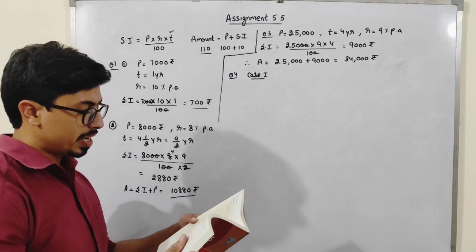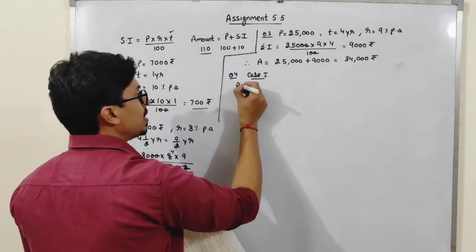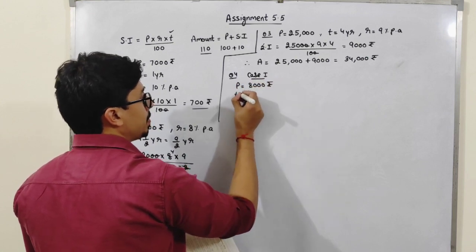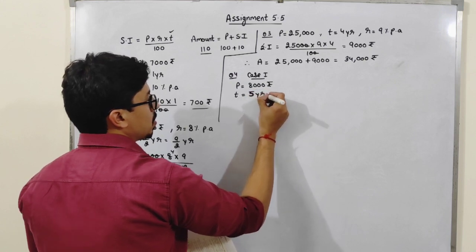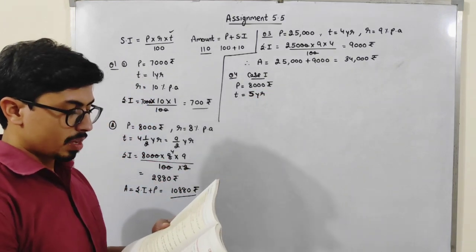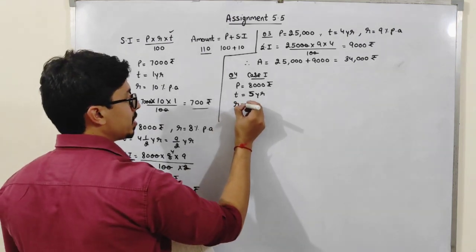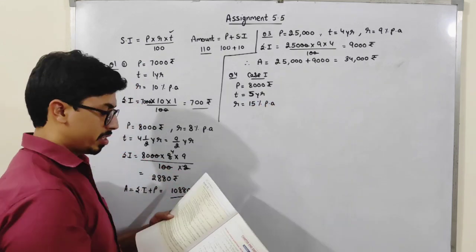he lent 8,000 rupees for 5 years. Principal is 8,000 rupees. Time is 5 years, and the rate is 15% per annum. Okay, this is given to us.